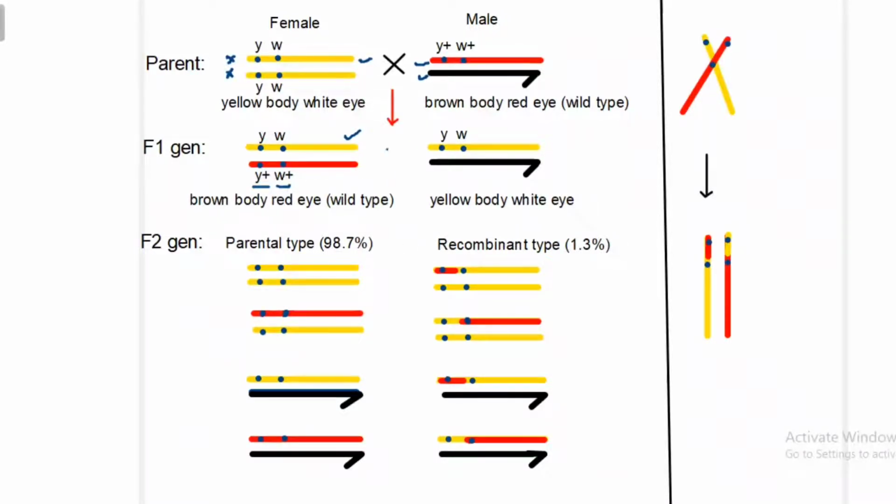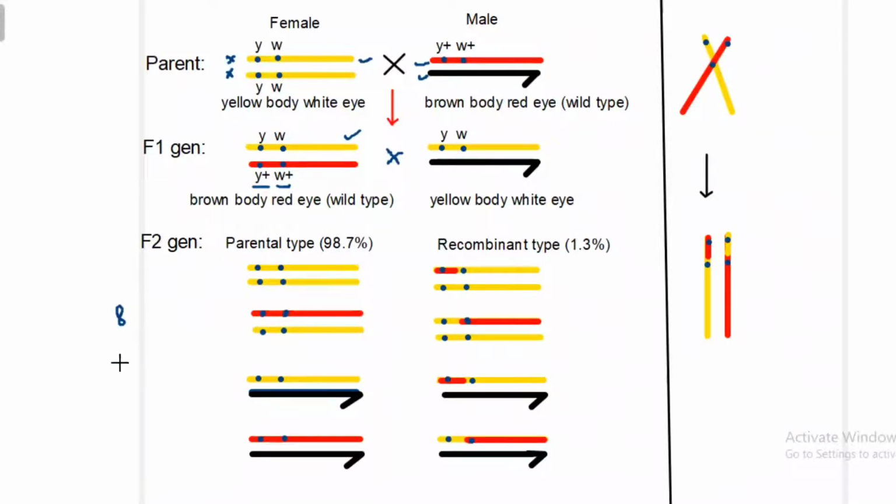Now if there is a cross between the F1 generation, the female and male of F1 generation, then these 4 types and these 4 types of offsprings are obtained. Okay. Total 8 types of offsprings are there.